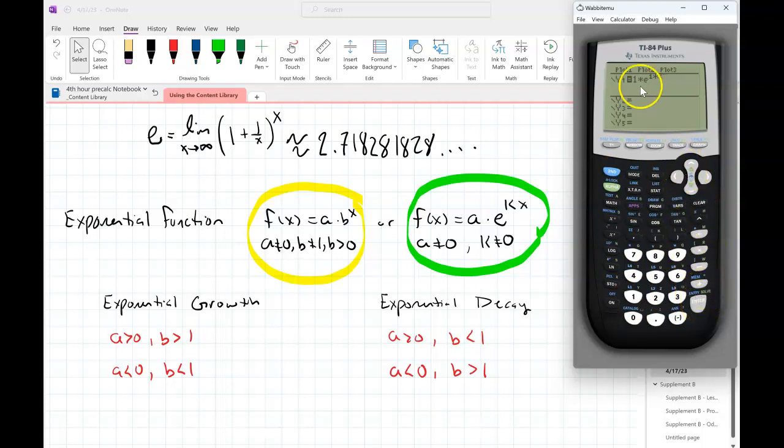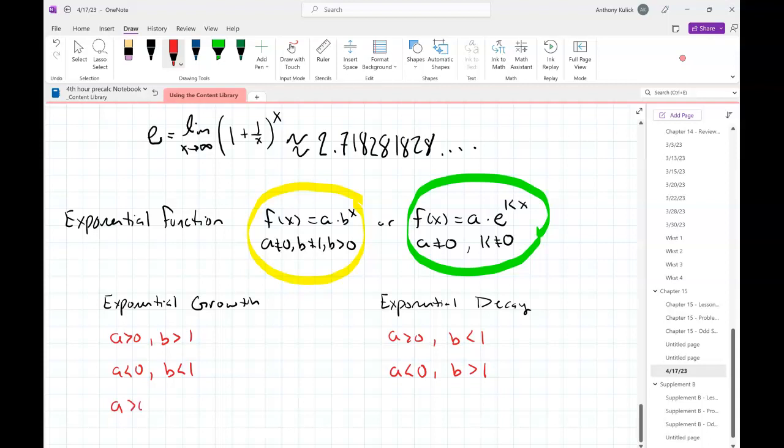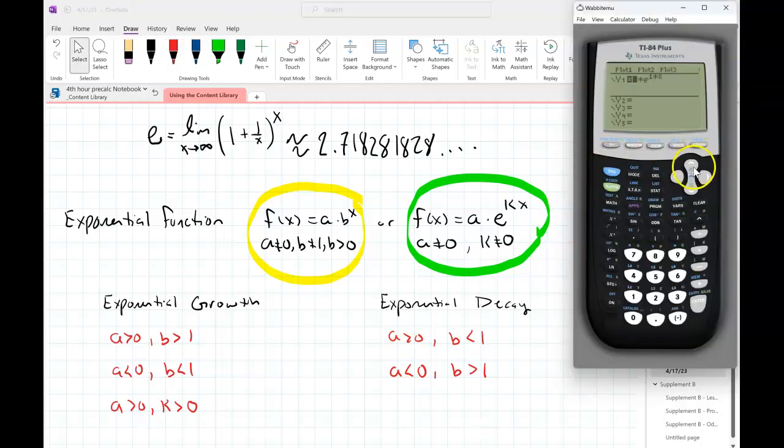Okay, so here let's do the other one. I'm going to fix A to be 1 and K to be 1. And then let's take a look at this one. What's this, growth or decay? Growth. And what do you suppose is going to happen if I make that K negative 1 now? Any guesses? What's that one? Decay.